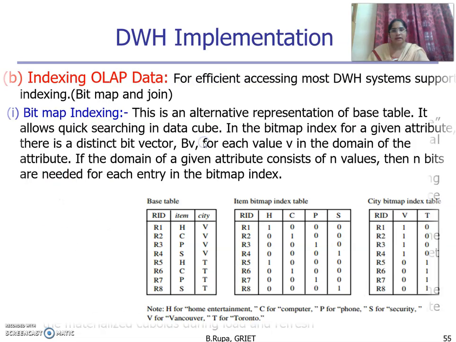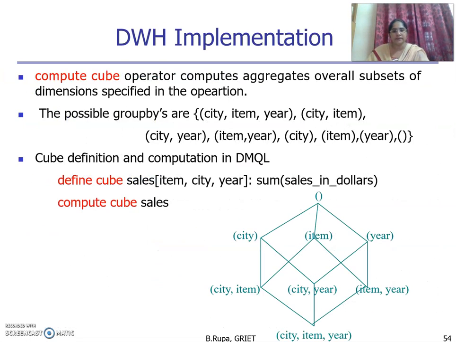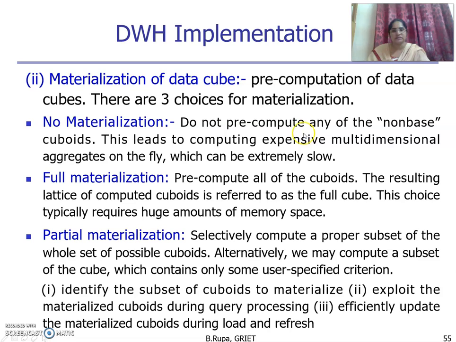Let us go for this cube. This will be only the base cuboid. That means city, item, and year will be the base cuboid, and the remaining all will be non-base cuboids. Here we need to compute only the base cuboid. Computing this base cuboid will obviously lead to computing expensive multi-dimensional aggregates on the fly, which can be extremely slow. Why? Because we are moving directly to the lowest level without computing the subsets of the cuboids. Directly we are computing the base cuboid, so obviously it will give extremely slow computation.